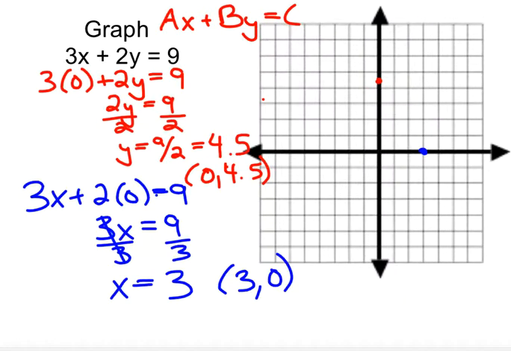So all that you need for a line is simply to connect these points, and then of course make sure that you include your arrows as these lines go on and on through infinity. And that's it.